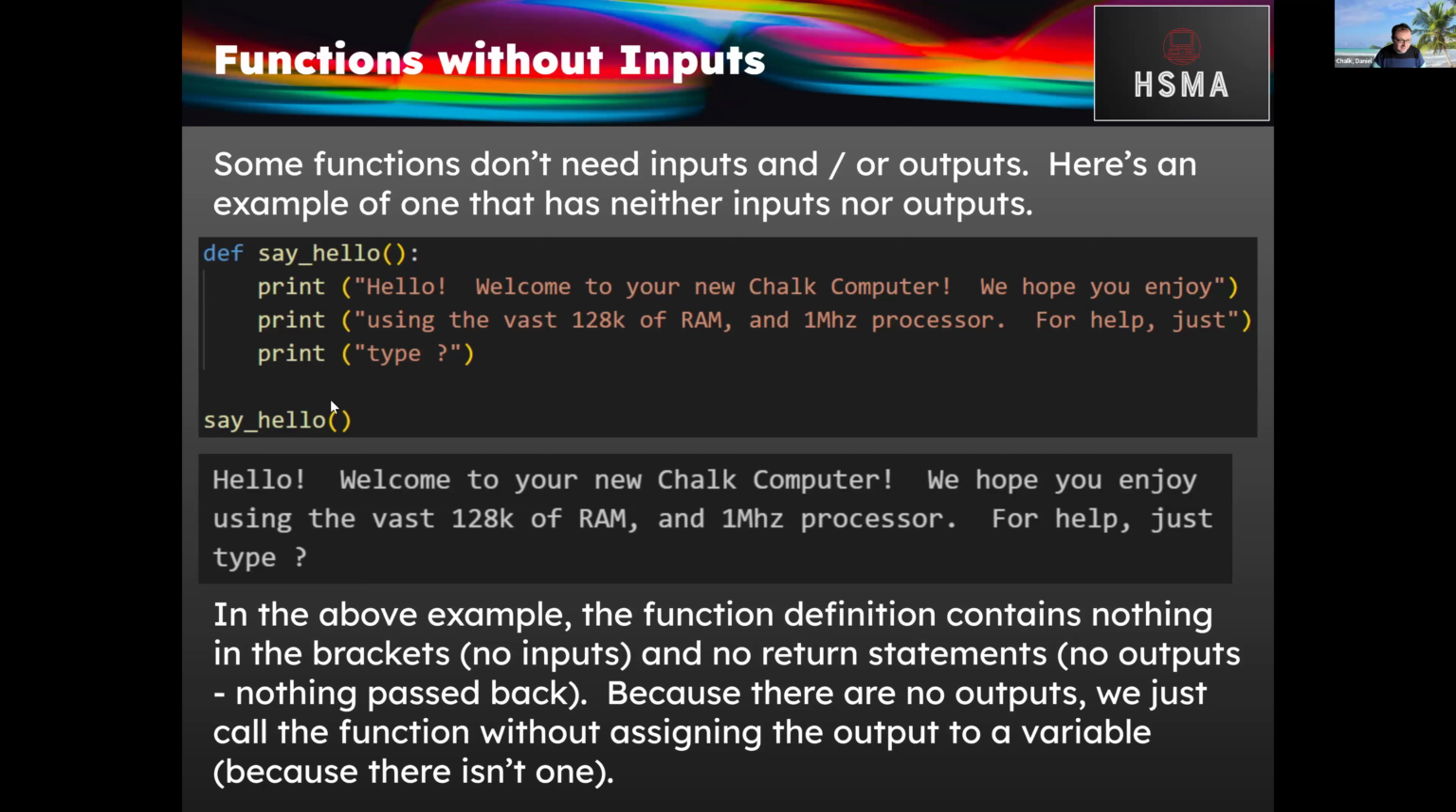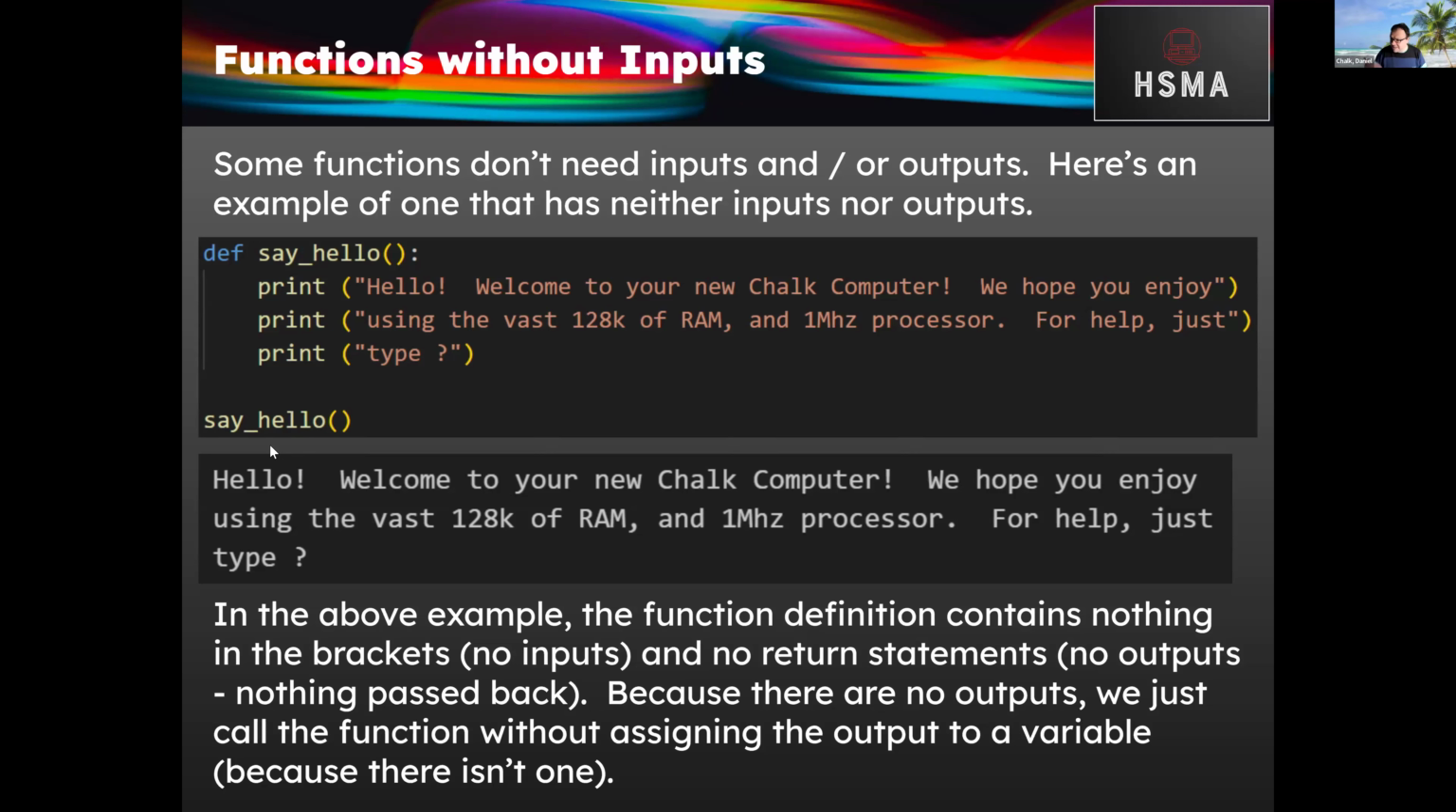When I call that function, I can just give the name. I don't need to put anything in the brackets because it's not expecting anything. In fact, if I do, it'll throw an error because it's not expecting anything. And similarly, I don't need to assign anything to a variable because nothing's getting passed back. So I can just use the name of the function and open and close brackets.